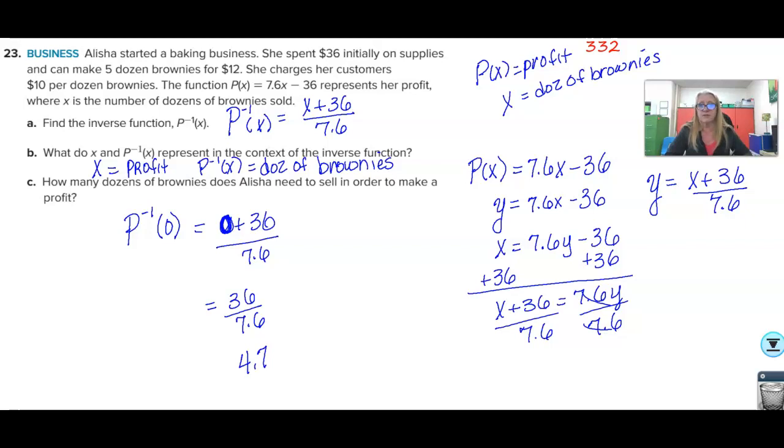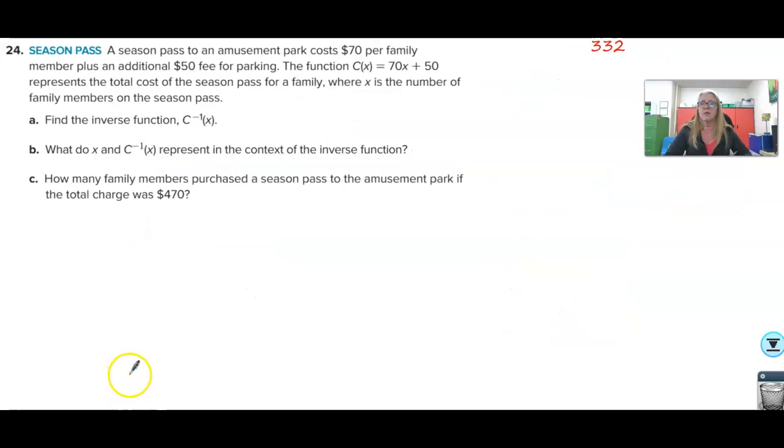Okay, so that was our answer, 5. Moving on. Okay, so here we have more word problems, and I don't want my video to be over 30 minutes, so I'm going to kind of just talk through how I would do this one.